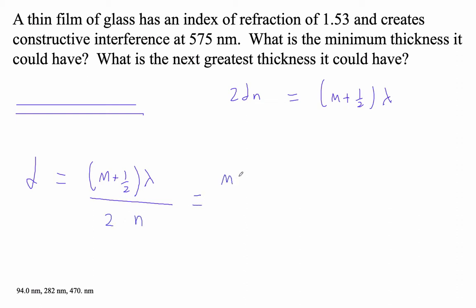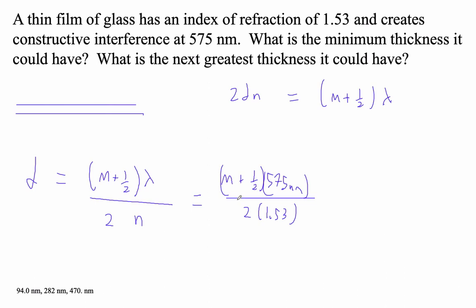Okay, so it's going to be m, some integer, plus 1/2. And it's creating it at 575 nanometers, which is right in the middle of the visible spectrum, over twice 1.53. Okay, I think I can do this. I'm smart enough to do this. Okay, so let's see. I'm going to put a 0 in first. So the minimum thickness it could have would be that we put a 0 in for m. I hope that makes sense, because I don't know how to explain it if it doesn't.